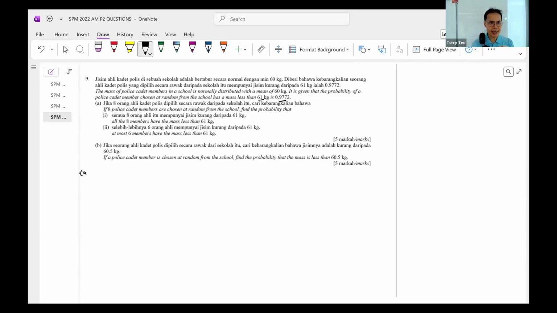So actually the first part is a binomial. I know the whole sentence, mass less than 61, that's a probability. So maybe I write here mass less than 61, 0.9772. The first part is a binomial and this is your p-value. You don't really need to write this, but I just want to let you know this is X following a binomial distribution. You're choosing how many people? 8. And the probability that the police cadet member has mass less than 61 is 0.9772. So the first part, you want to find the probability that all 8 of them have mass less than 61, right? All 8 members.